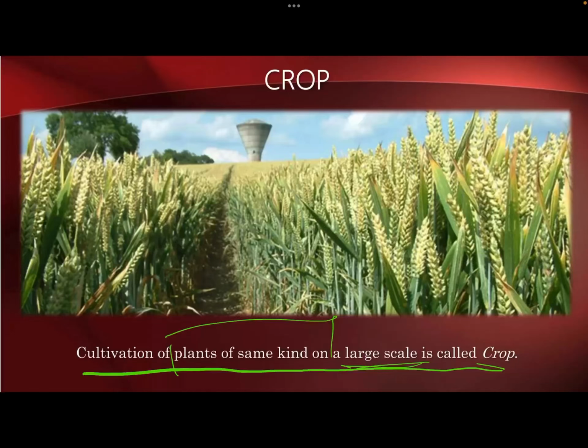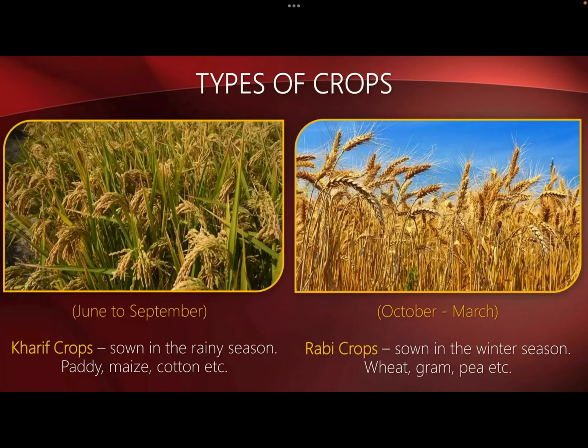For example, we can take here, we have shown the example of wheat. So cultivation or growing of only wheat on a large scale is known as crops. Now mainly there are two types of crops, that is kharif crops and rabi crops. So kharif crops are the crops that grow from June to September, and rabi crops are the ones which are grown from October to March.